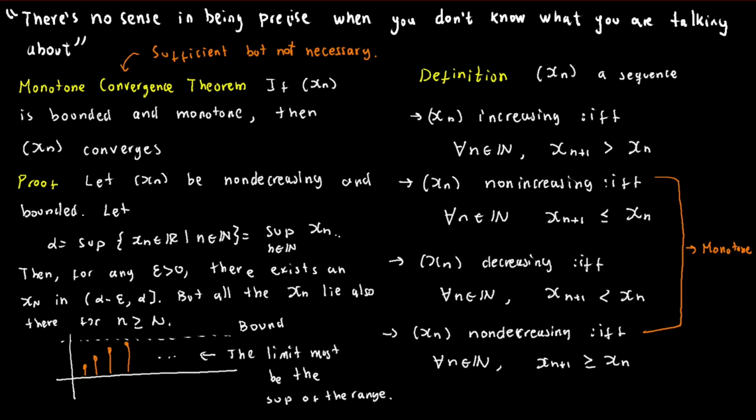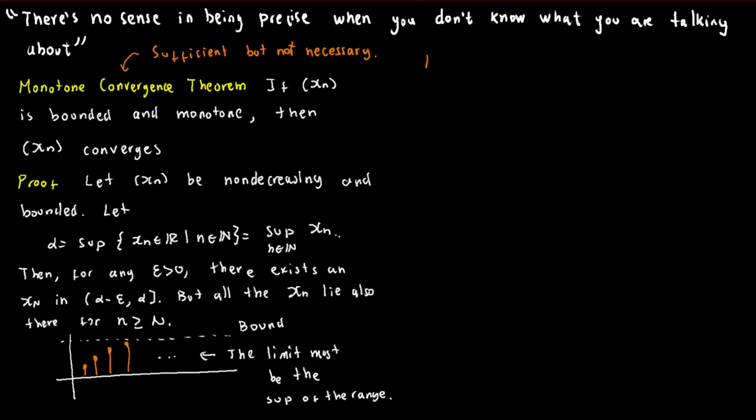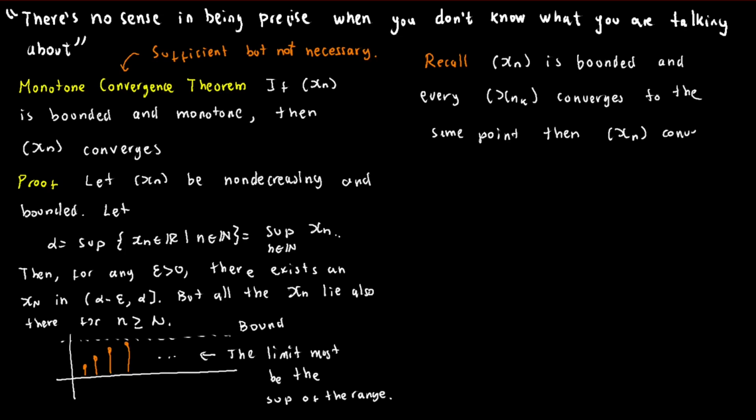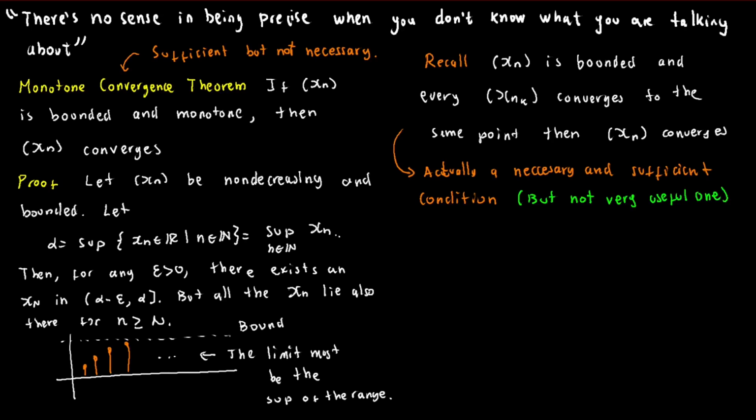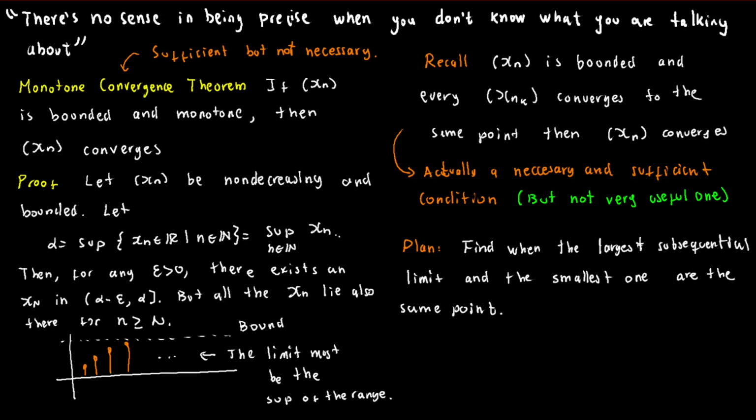Now that we have the powerful monotone convergence theorem on our side, we are ready to hatch our plan for finding sufficient conditions for the existence of limits. In the real numbers, we know that a bounded sequence converges when all its subsequential limits are the same. But let's be real, that's not exactly a user-friendly condition. It forces us to check infinitely many possible subsequential limits, which is about as much fun as counting grains of sand on a beach. However, if the largest subsequential limit and the smallest one are the same, then every subsequence would converge to the same point.